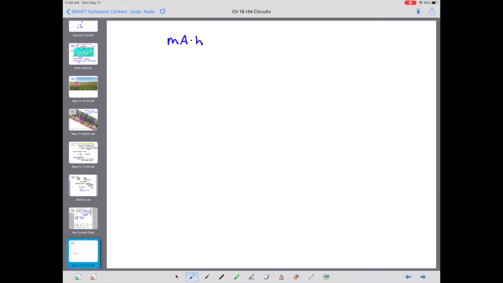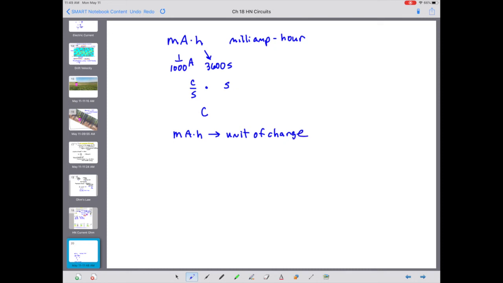Now, there's one other thing I wanted to talk about that'll come up in the problem solving, and that's the idea of the quantity called a milliamp hour. If we think about a milliamp hour, a milliamp, that's 1/1000th of an amp. An hour, in seconds, that's 3,600 seconds. In units, an amp is a coulomb per second. And essentially, I am multiplying this by a second because it's a milliamp times an hour, not a milliamp per hour. So coulomb times a second would just leave you with coulombs. And so a milliamp hour is actually a unit of charge.